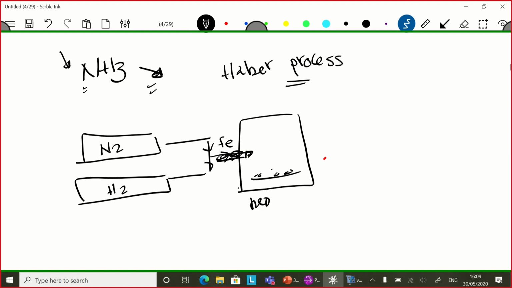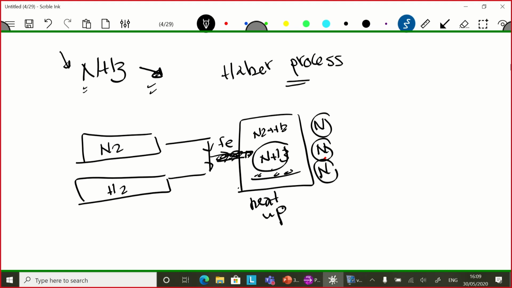And then we heat this up. Okay, what happened? The nitrogen is going to start to combine with the hydrogen to form ammonia. And you're going to keep forming ammonia, forming ammonia, forming ammonia, and then suddenly you notice that the amount of the ammonia is not increasing anymore.